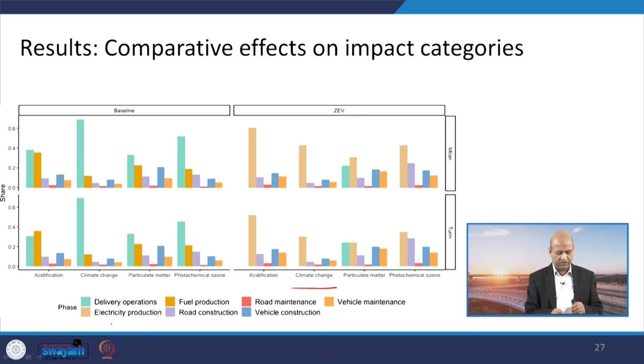Similarly, acidification. In acidification, the contribution in the baseline is more from delivery operations or fuel production, but here the contribution is from electricity production again. If we compare fuel production, in the baseline it contributes to acidification, but it is not contributing much in the electric vehicle scenario.